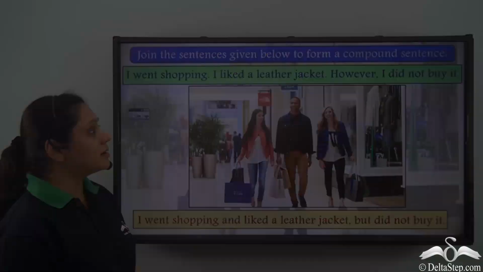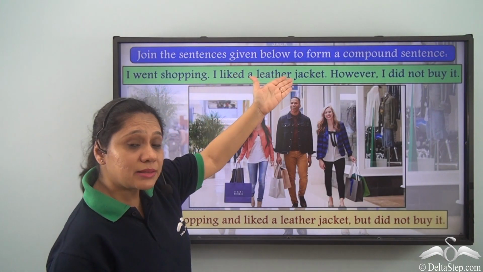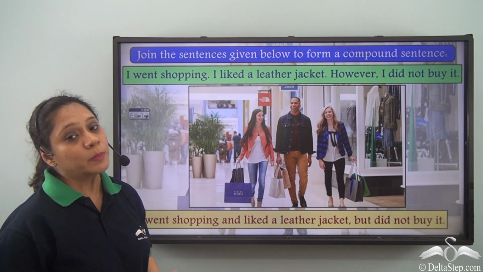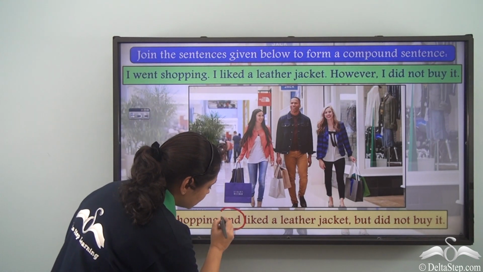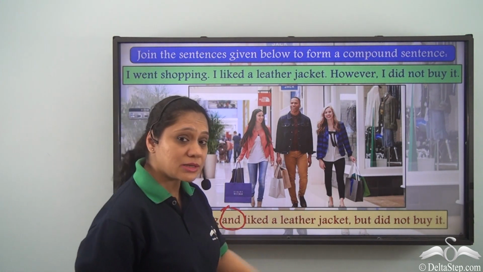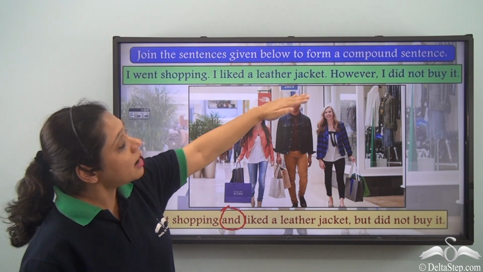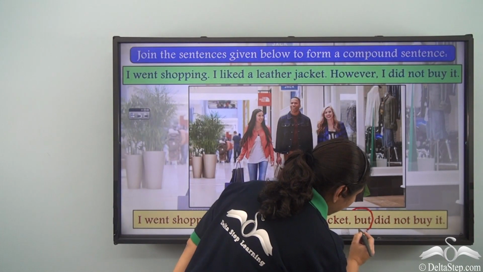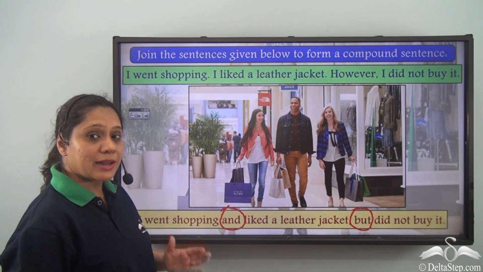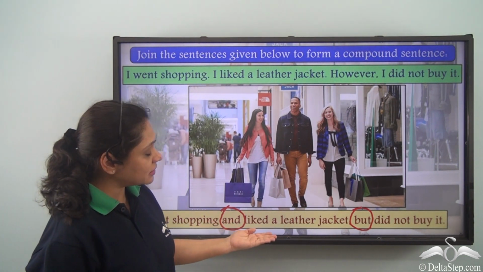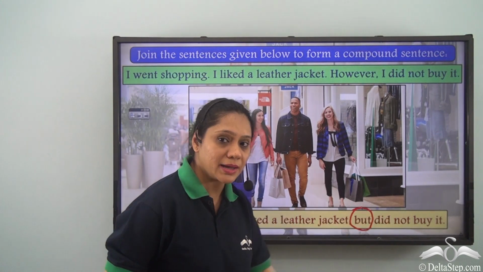So, what have we done here? I went shopping. I liked a leather jacket. Both these sentences or independent clauses give us a related idea. So, we have used the conjunction and to join them. So, we have, I went shopping and liked a leather jacket. Now, the final sentence here, however, I did not buy it, gives us a contrasting idea. So, we have used the conjunction but to join them. And hence, we have the final sentence, I went shopping and liked a leather jacket but did not buy it.